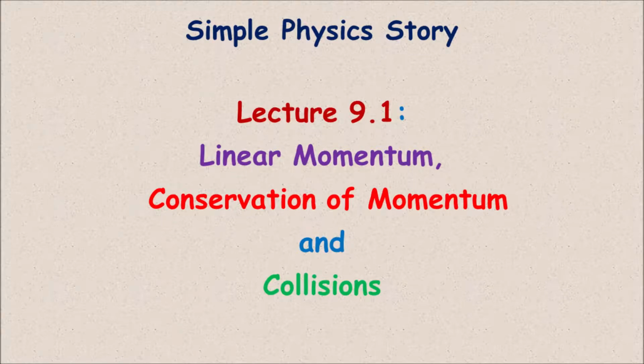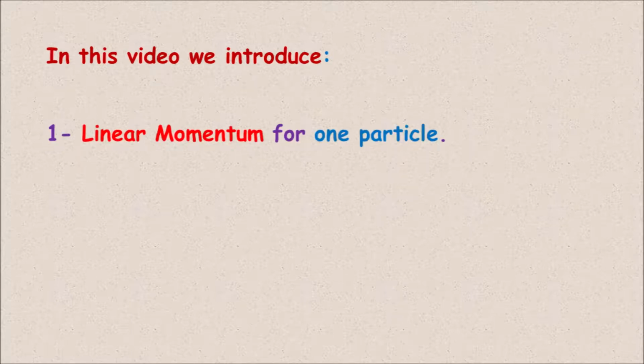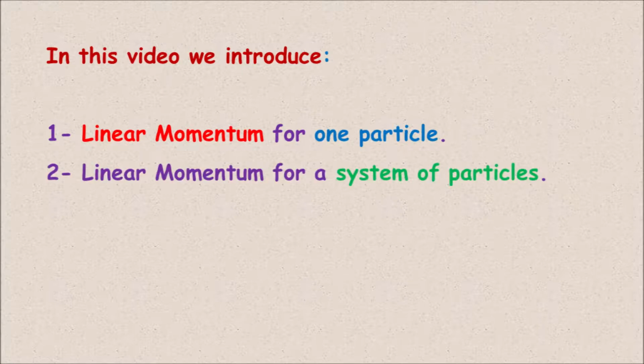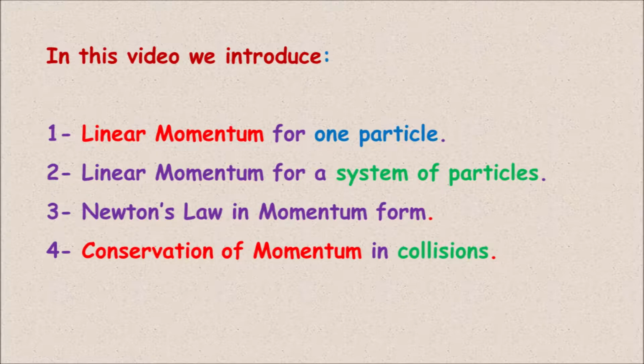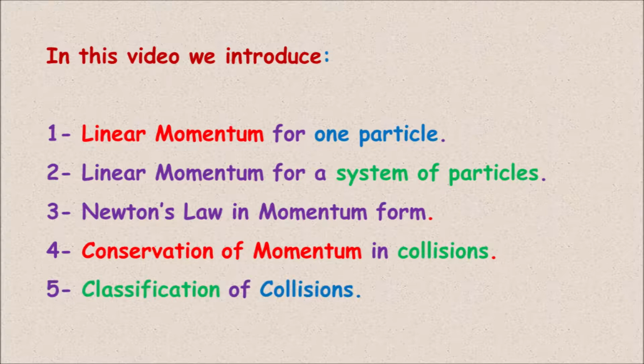This video is the first of the series of lectures related to momentum, conservation of momentum, and collisions. Here are the list of topics covered in this video. First, we introduce linear momentum for one particle. Then we extend the definition to a system of particles. Then we talk about Newton's law in momentum form, from which we conclude conservation of momentum for a system of particles. And finally, at the end, we talk about different types of collisions between two objects.